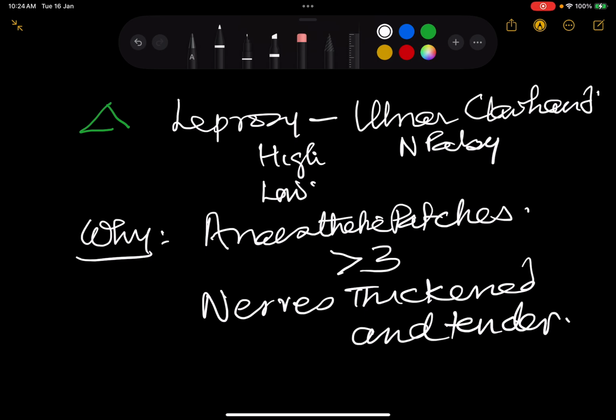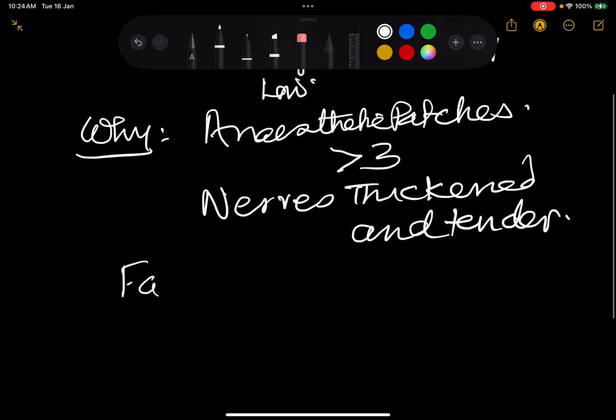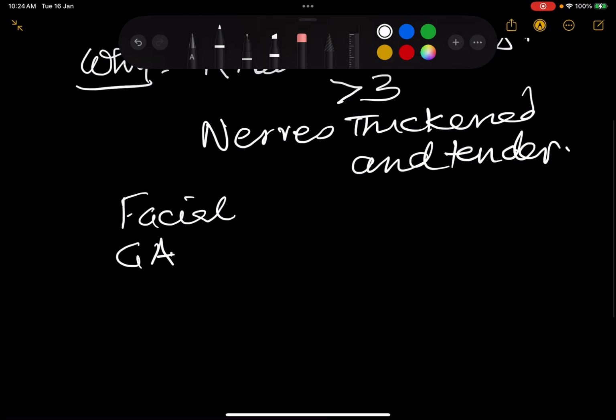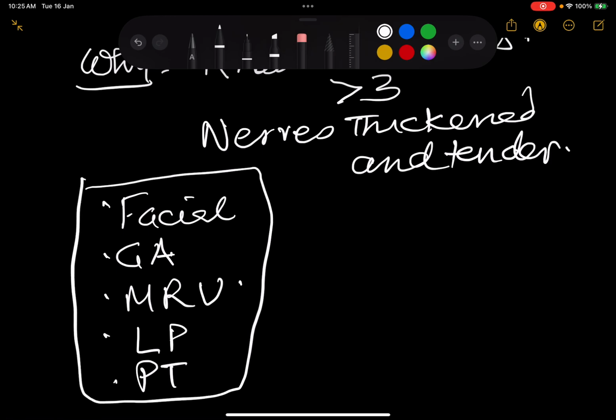And the basic nerves that you see are facial, great auricular, median, radial and ulnar, lateral popliteal and posterior tibial. They may be involved, there may be sensory and motor loss in their distribution, and they may be thickened and tender. So with this you say that, why do you think that the ulnar nerve is involved?